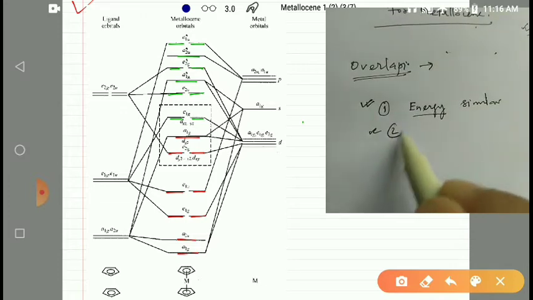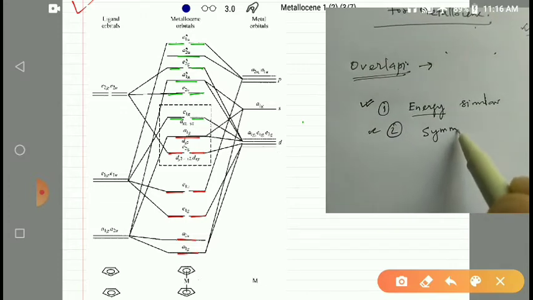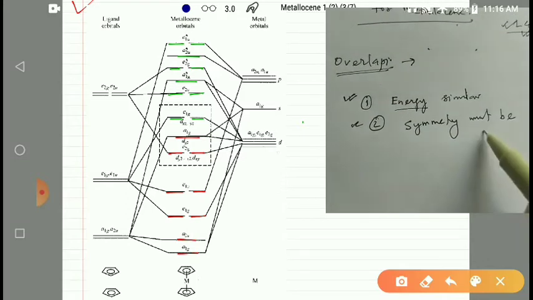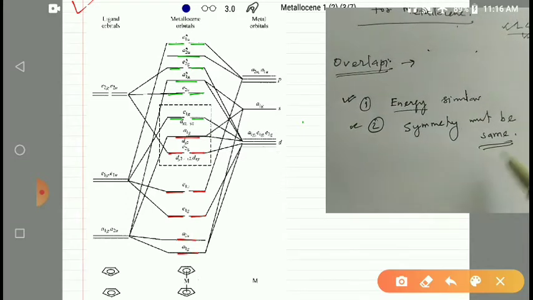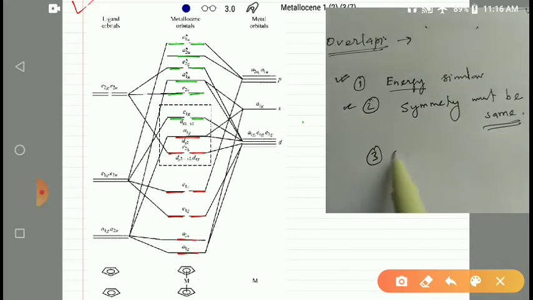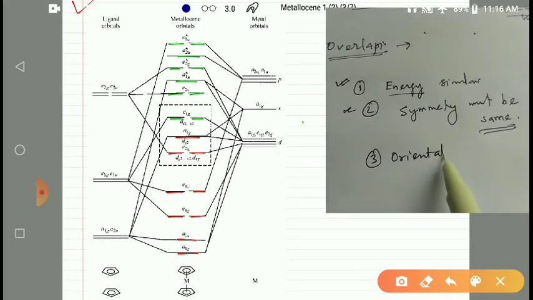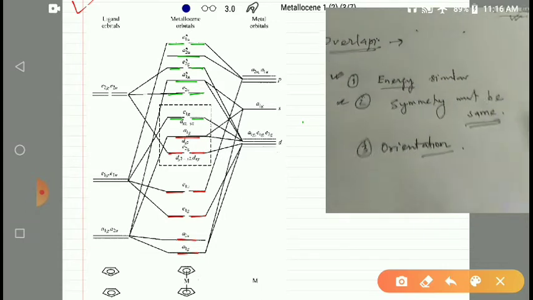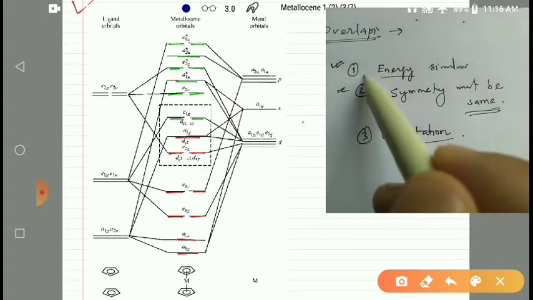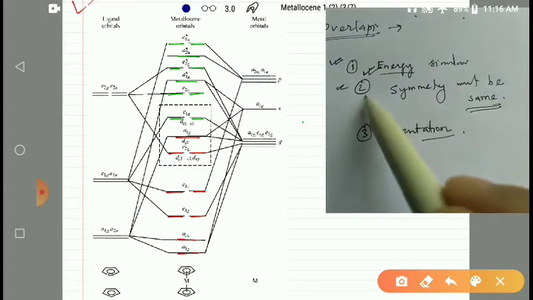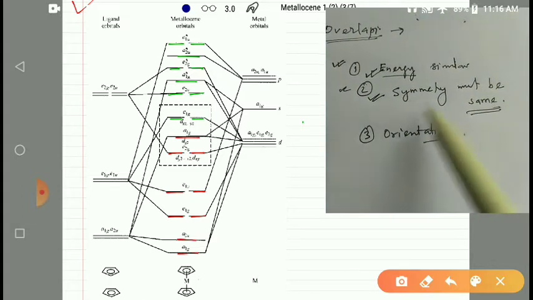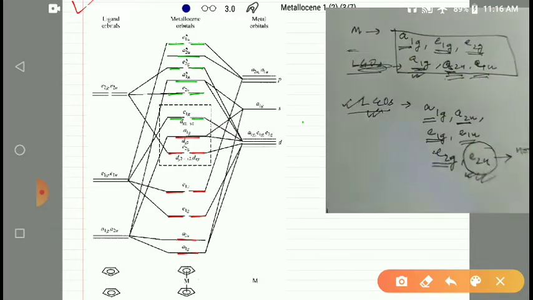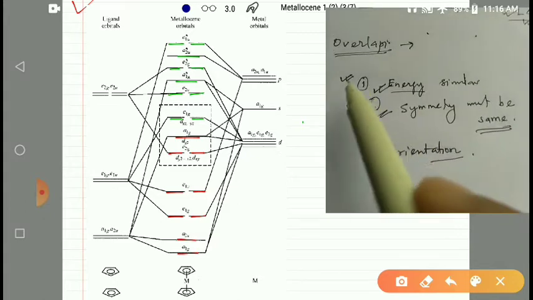Okay, second one is symmetry, which must be the same. And the third one is orientation. Okay, this we already discussed, and we get the symmetries now for the metal and the ligand group orbitals. Okay, so what about the energy?